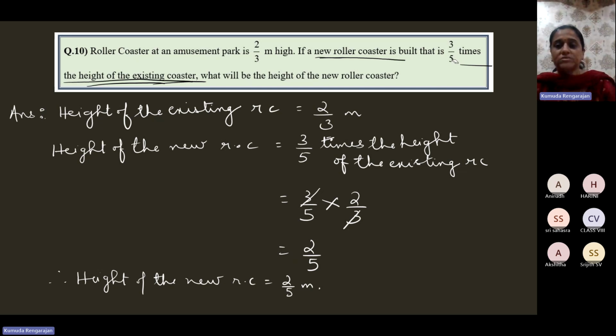3 by 5 times meaning 3 by 5 into height of the existing one. So into 2 by 3. 3 by 5 into 2 by 3. 3 cancels, 2 by 5. So 2 by 5 meters.